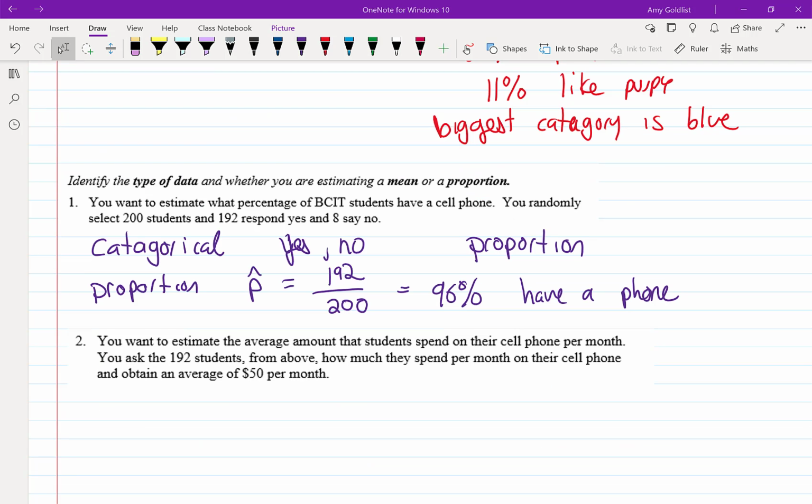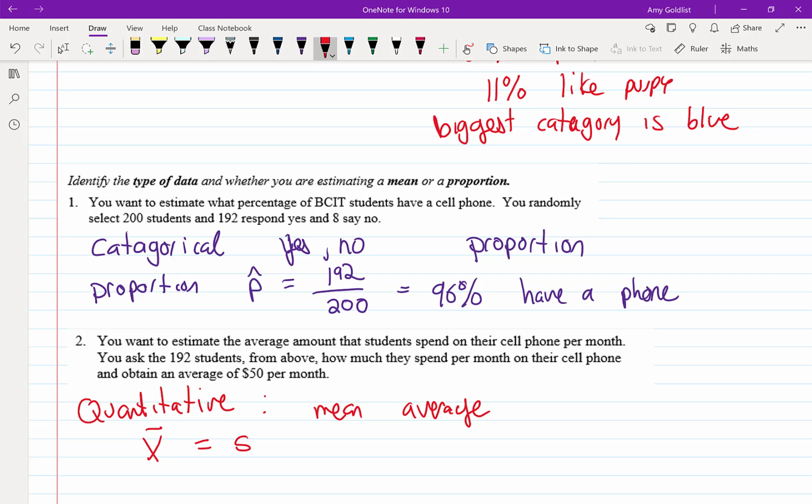2, you want to estimate the average or mean amount that students spend on their cell phone per month. You ask those 192 students from question 1 how much they spend per month on their cell phone and obtain an average of $50 per month. This is going to be quantitative because it's a number and we have an average here. We're looking for a mean average, and here it's going to be X bar because it's a sample is $50. So our sample average is 50.